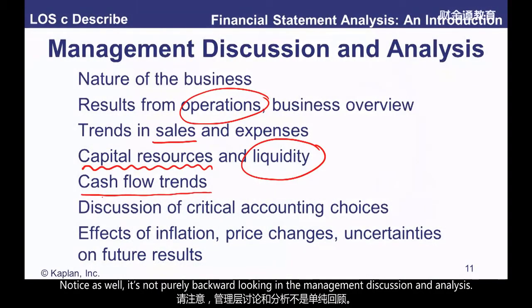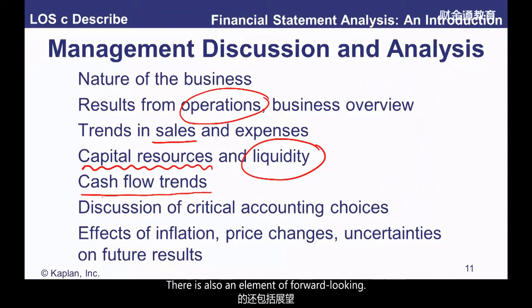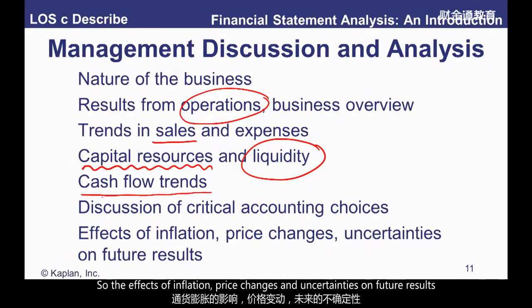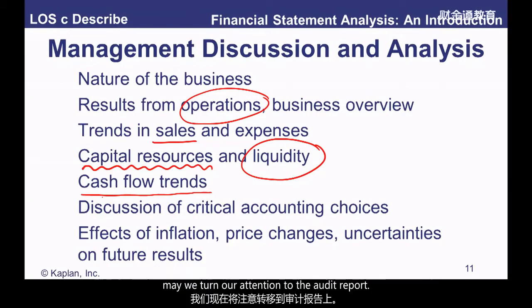Notice as well, it's not purely backward looking in the management discussion and analysis. There's also an element of forward looking. What is likely to be happening to the company, its divisions going forward? So the effects of inflation, price changes and uncertainties on future results.